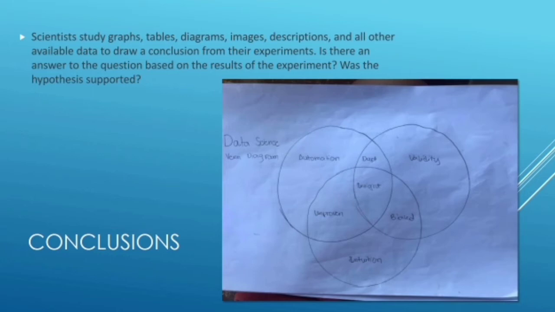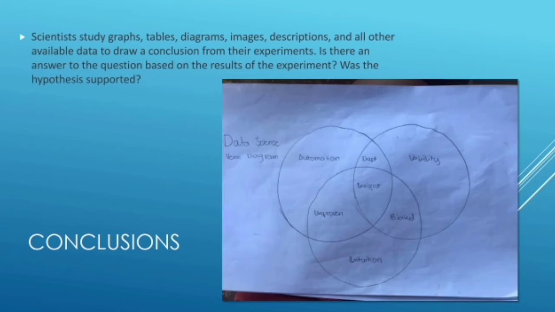Scientists study graphs, tables, diagrams, images, descriptions, and all other available data to draw a conclusion from their experiments. An answer to the question based on the results of the experiment: was the hypothesis supported?